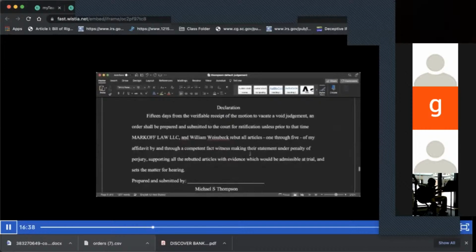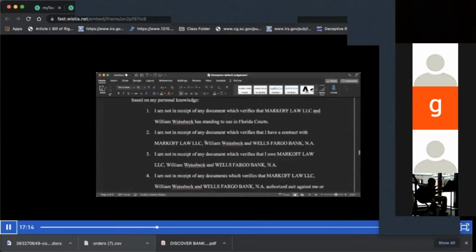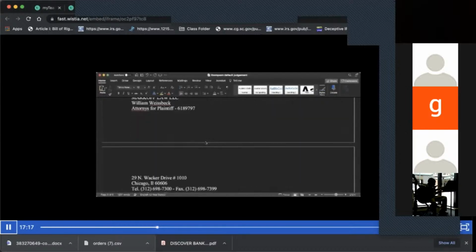So he gave him an affidavit and he said, y'all got 15 days from the verifiable receipt of the motion to vacate a void judgment, and orders shall be prepared and submitted to the court for ratification unless prior to that time, Markov Law LLC and William Weisberg rebut all articles 1 through 5 of my affidavit by and through a competent fact witness making their statement under penalty of perjury, supporting all rebutted articles with evidence which should be admissible at trial, and sets the matter for hearing. So they got to go back with his affidavit, which they will not be able to do, and you'll see how they avoided it. So let's go to the recording.